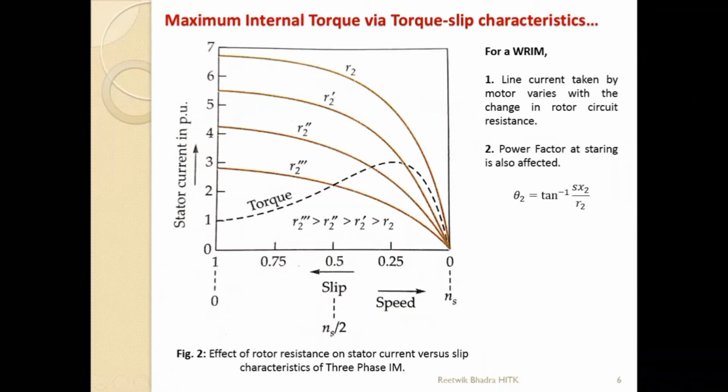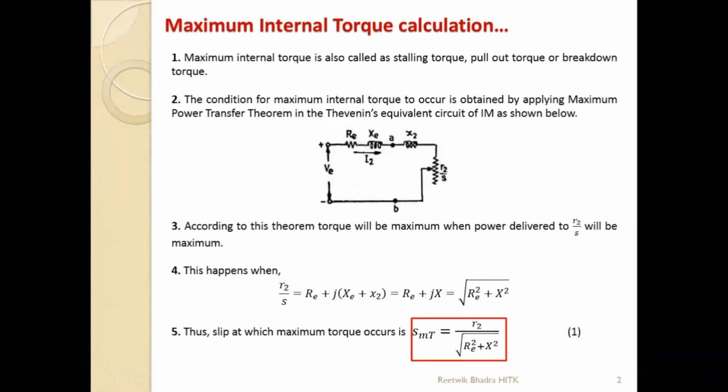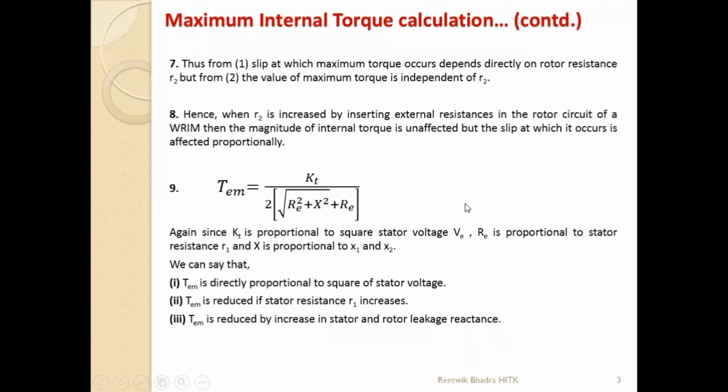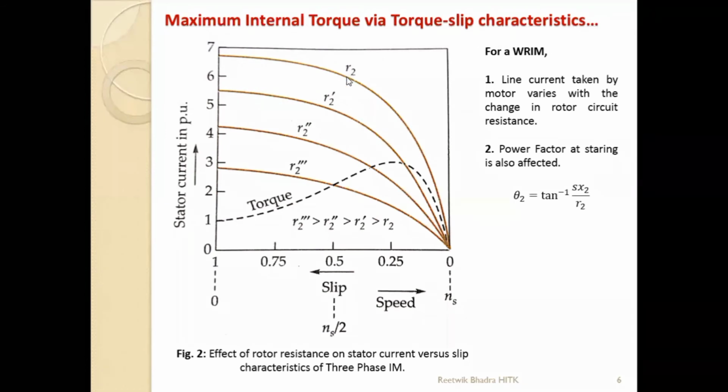Now, what happens to the current? If you recall the equivalent circuit, you are going on increasing this R2. The total current of the circuit goes on reducing. As you increase the resistance, the value of this current will go on reducing. So there is a reduction from R2 to R2 triple dash, a reduction of your current.